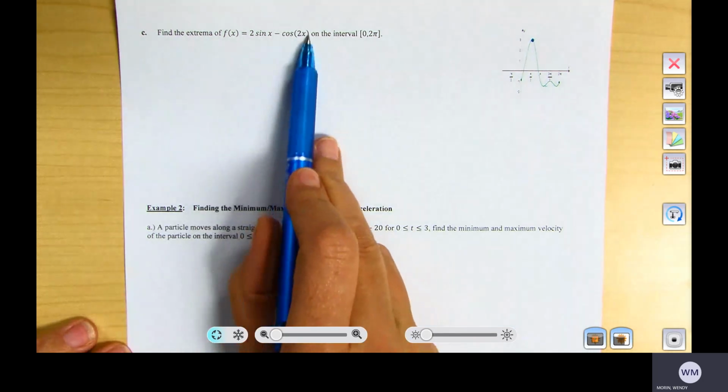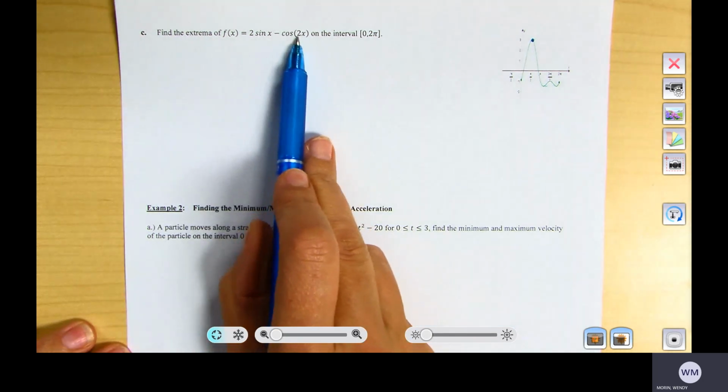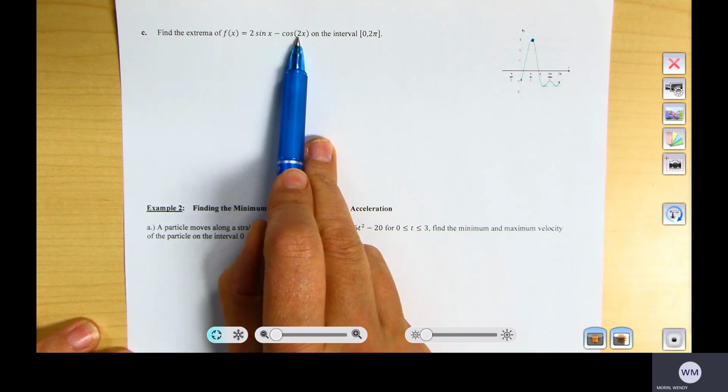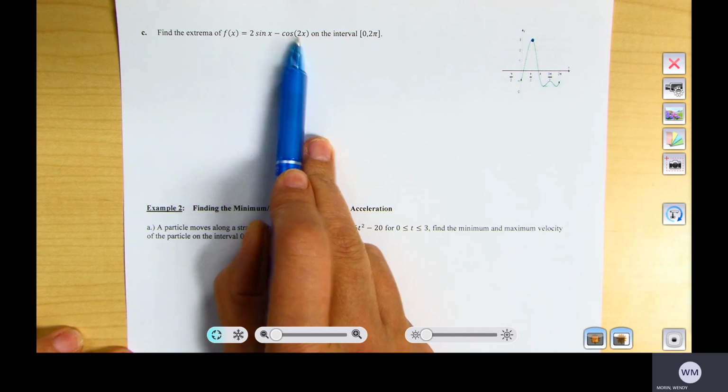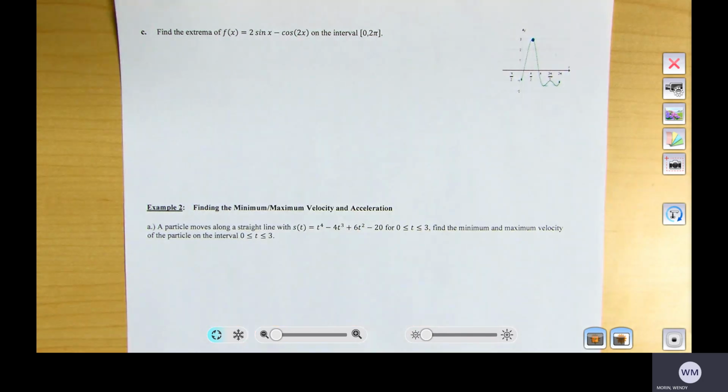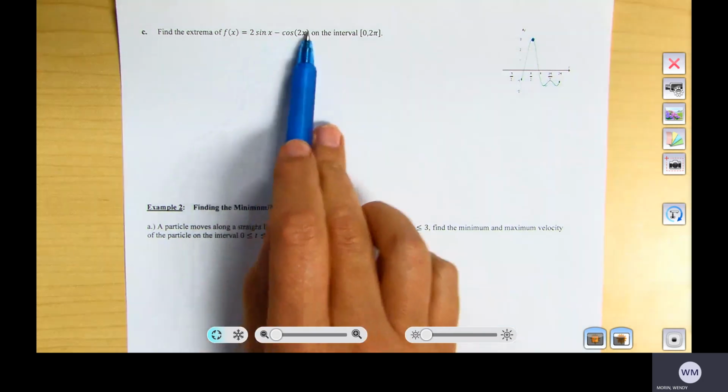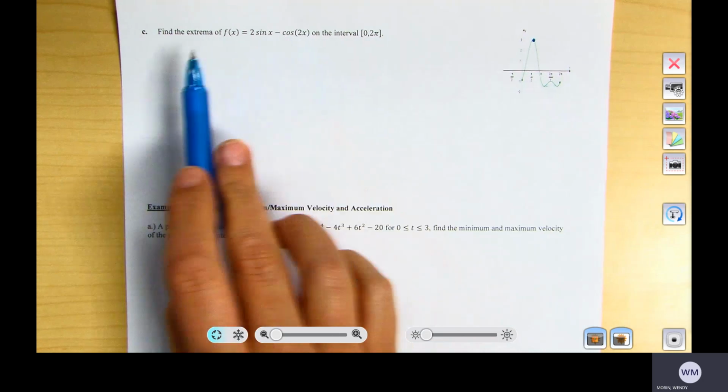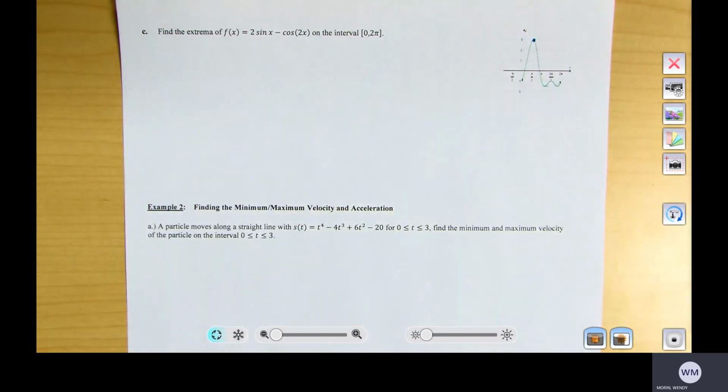Taking the derivative, don't forget your chain rule on this. And then in order to solve for the first derivative equaling 0, you're going to have to remember your double angle identity. So that's my hint on this one. Don't forget the chain rule when taking the derivative, and when setting the derivative equal to 0, you're going to have to remember the double angle identity for sine. Okay, so go ahead and try that one on your own.